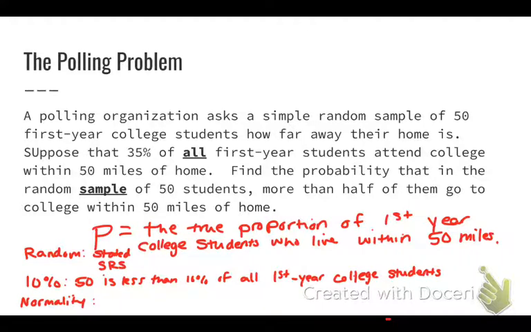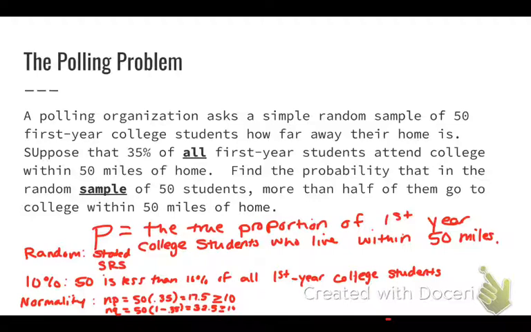So in this case, we need to check our np. So my n is 50. My p is 0.35. So 50 times 0.35 is 17.5. That's greater than or equal to 10. And nq is 50 times 1 minus 0.35, which would be 50 minus 17.5, so 32.5, which is greater than or equal to 10.